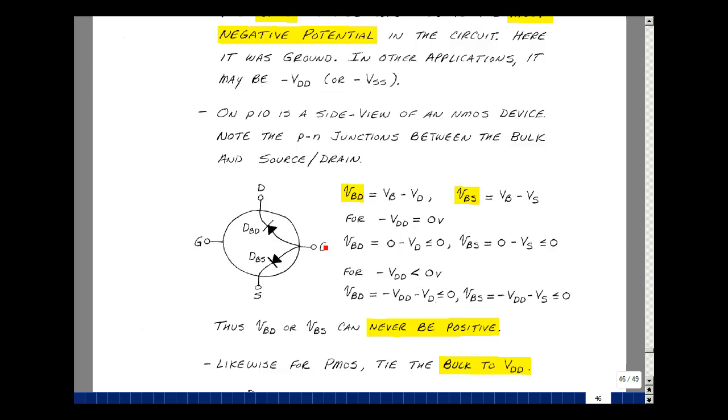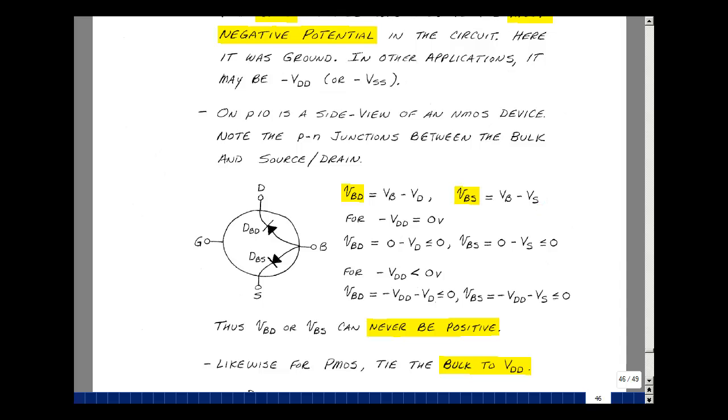And I have a bulk, which is made out of P material, and then I've got a drain and a source that's made out of N material. I've got a PN junction between those two nodes in the circuit. The voltage across this diode is V sub BD. This is the bulk to ground minus the drain to ground. Likewise for this diode, it's between the bulk and the source, it would be the bulk minus the source voltage.